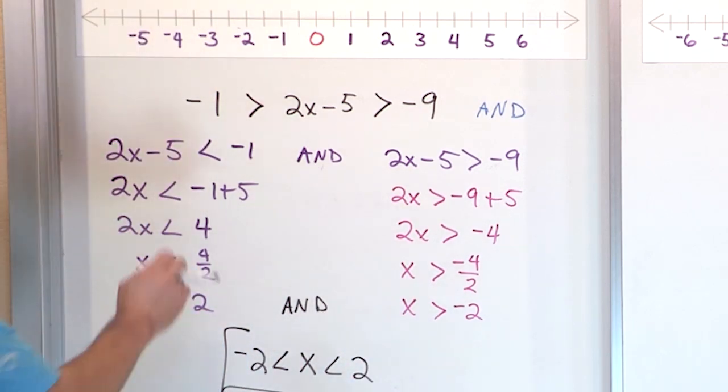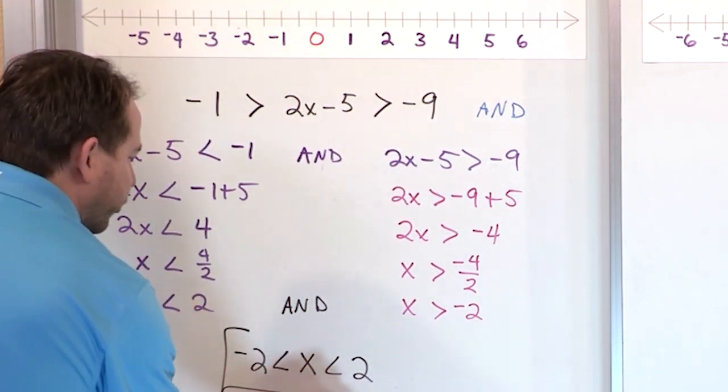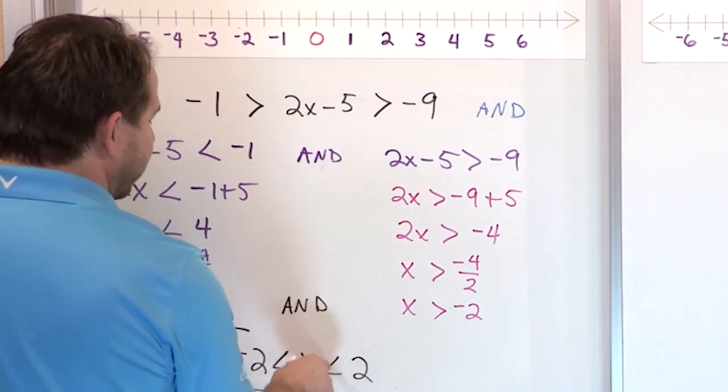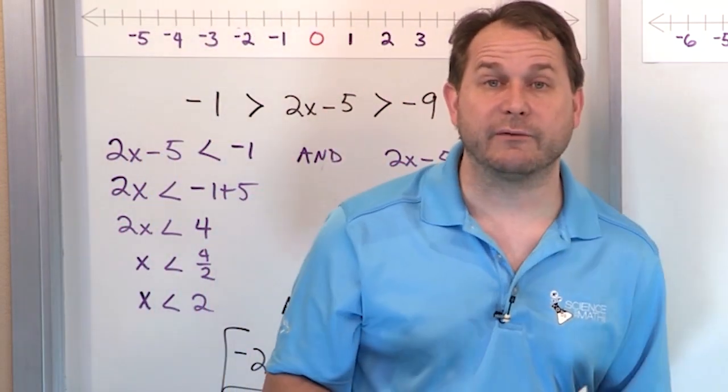So on an exam, if you were told to solve this compound inequality, the answer you would circle was this: x is greater than -2, x is also and less than 2, and you would plot it on the number line exactly the way that we've done it right there.